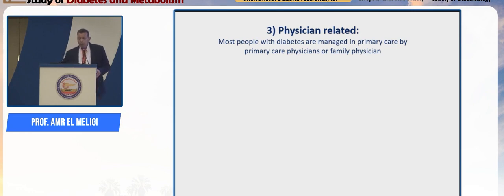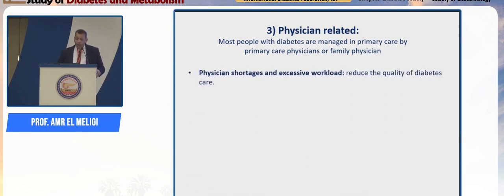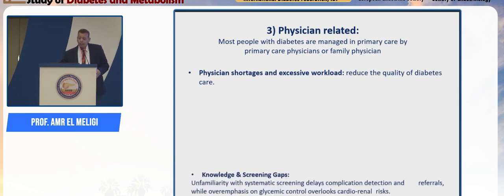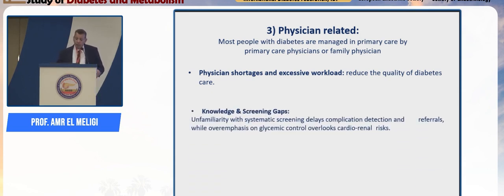Physician-related factors. Most people with diabetes are managed in primary care by primary care physicians or family physicians. Physician shortages and excessive workload reduce the quality of diabetes care in low and middle income countries. Knowledge and screening gaps and unfamiliarity with systematic screening delay complication detection and referrals, while overemphasis on glycemic control overlooks cardiorenal risk.